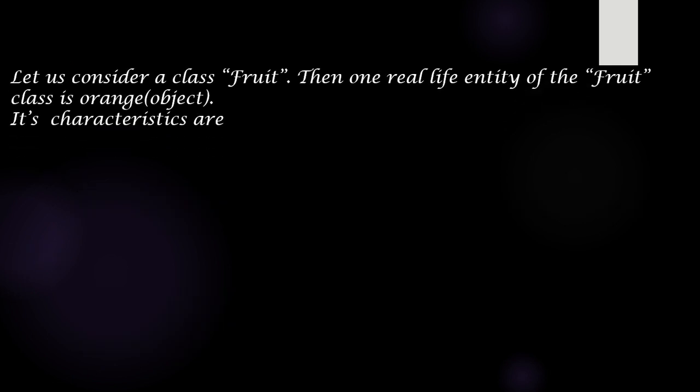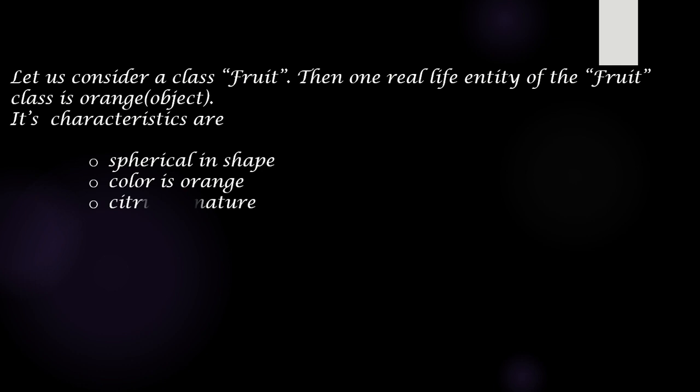Now let us go into details regarding objects. Suppose we are considering a class called fruit. Then a real life entity of the fruit class can be an orange, which in our case is an object. The characteristics of this object orange can be: it is spherical in shape, its color is orange, it is citrus in nature, it is sweet and sour in taste, and so on.